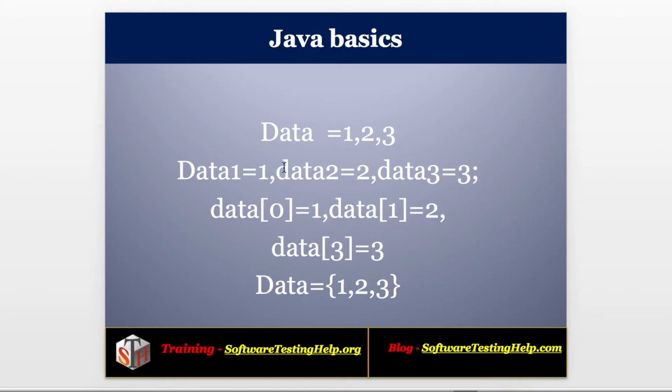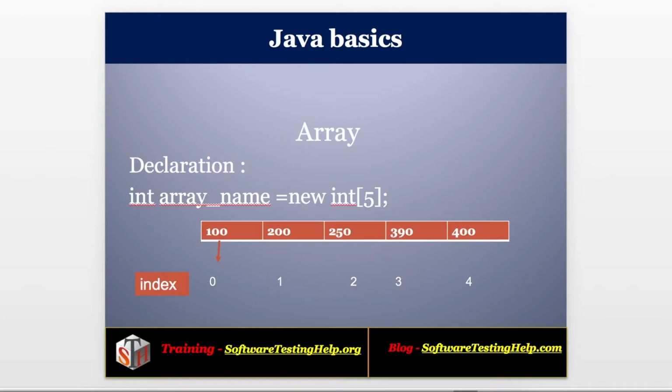Okay. Now we will see about the array declaration and array syntax. This is the syntax for array declaration. First, you have to write the data type. Here the data type is int. Next, you have to give the array name. Here the array name is array_name, and you give the square brackets and equal to new int of 5. Here the 5 is the length of the array.